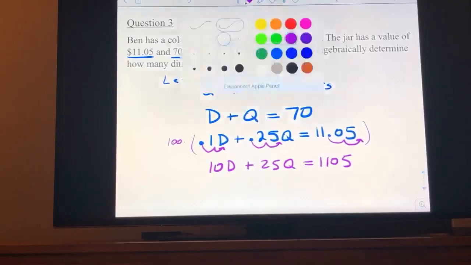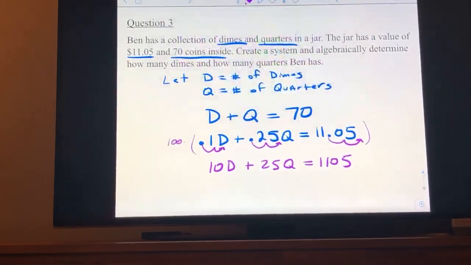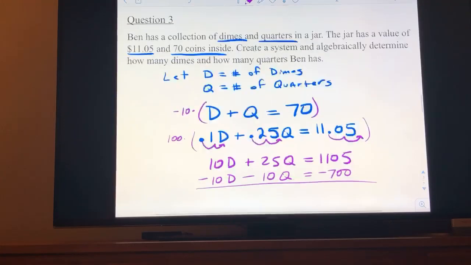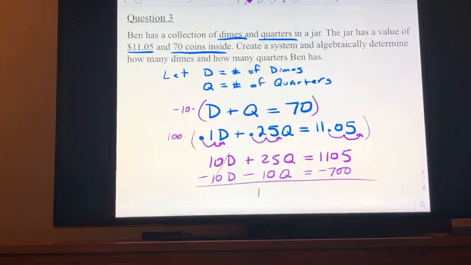So now I'm going to use elimination, which means I probably don't want to touch that purple equation. I'm going to multiply the top equation that we originally had by negative 10. Our goal is to create an inverse. So I want that D to be negative. It's going to be negative 700. I get 15 quarters is equal to, what is that? 405.